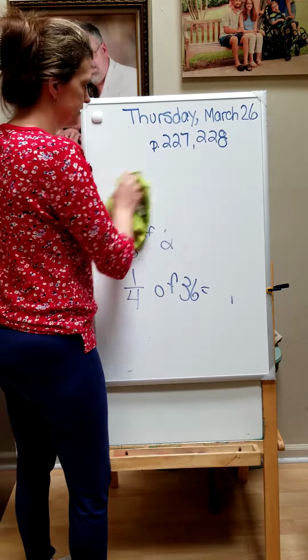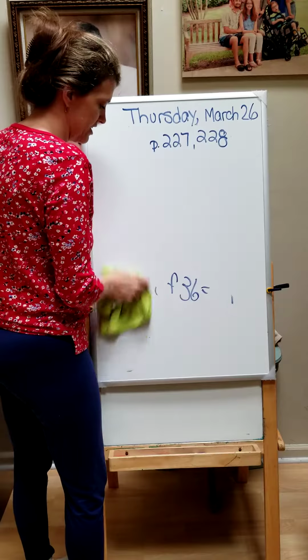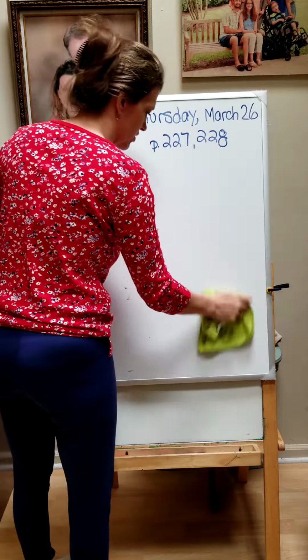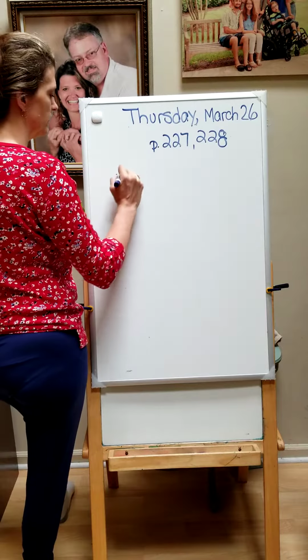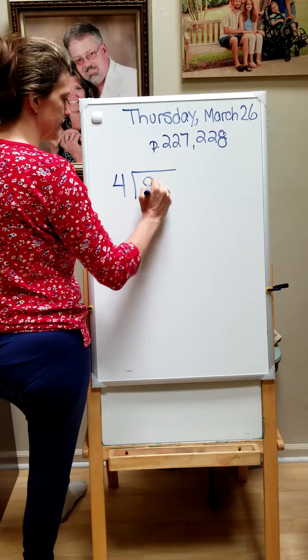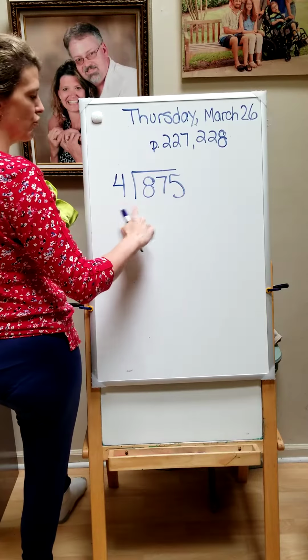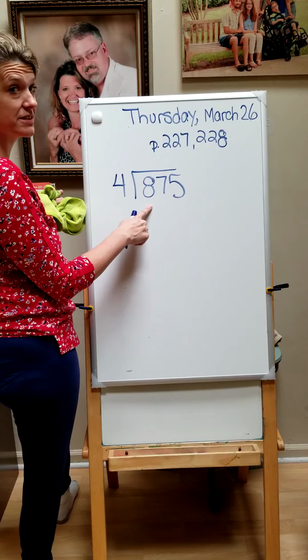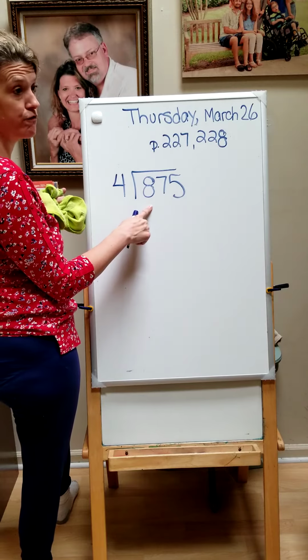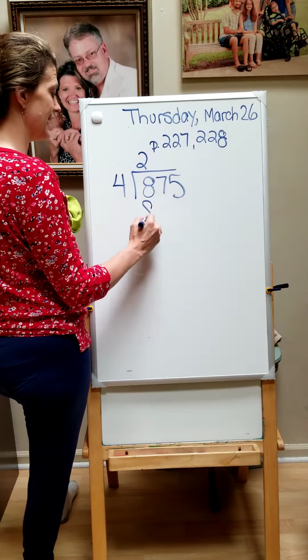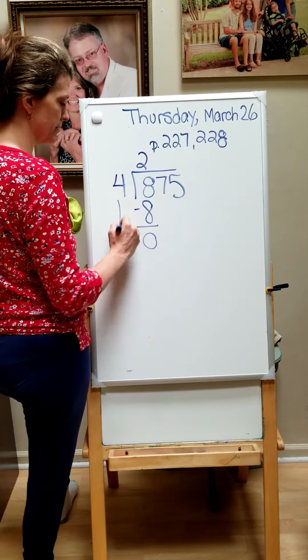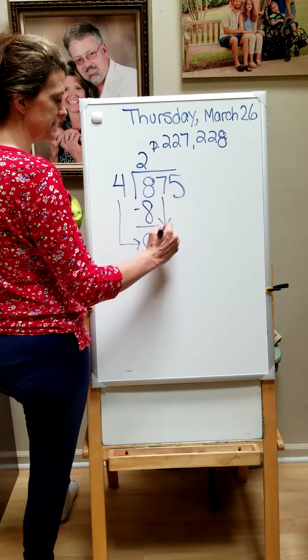All right, let's do the first divide and check together, and then you're going to do the second one on your own. All right, we have 4 into 875. 4 goes into 8 how many times? If I were going to skip count, 4, 8. That means 2. 2 times 4 is what? 8. 8 minus 8 is what? 0. Compare. Is it too big? No. Bring down your 7.